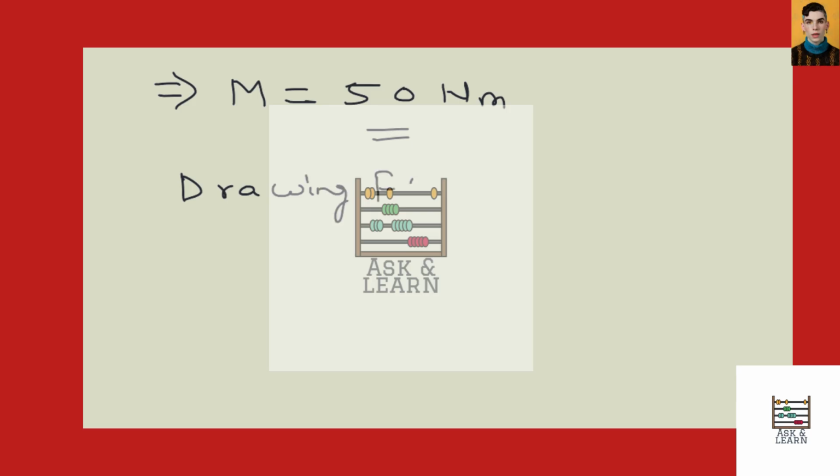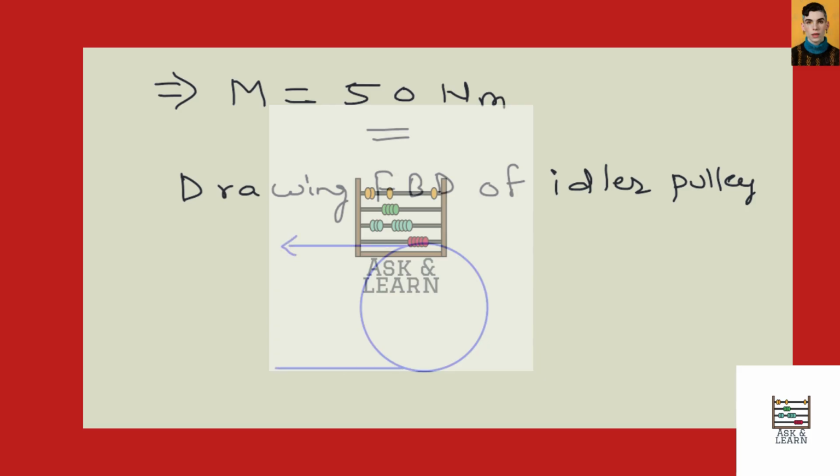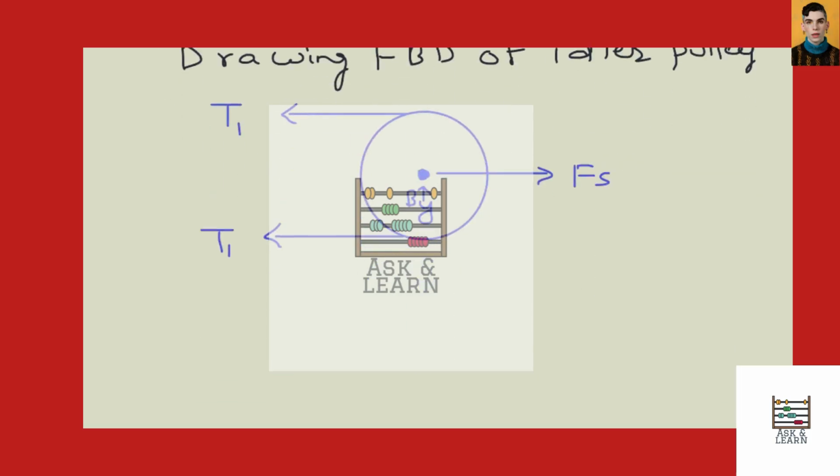Drawing free body diagram of idler pulley. So drawing it more carefully, showing all the forces acting on this pulley. So here it is, here this force is T1 and here it is T2. This point is B, here it is By and here it is Fs.